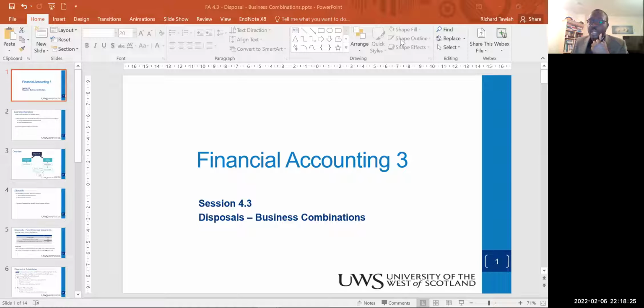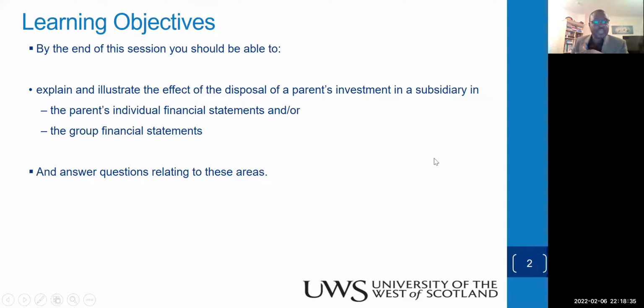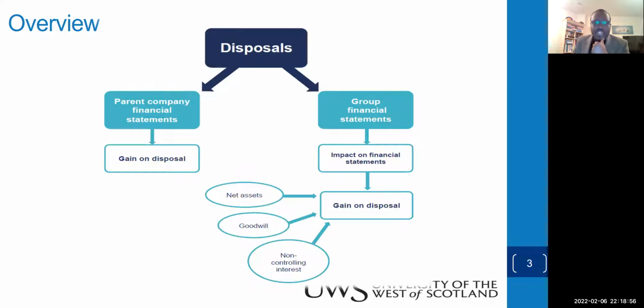All right, so looking at disposals in terms of business combinations, our learning objectives are just two. We're looking at how we can explain and illustrate the effect of the disposal of a parent's investment in a subsidiary, one, in the individual financial statement of the parent, and then two, in the group account. That's it. These are the two, okay? To take an overview, so like I said, we're looking at the individual financial statement, and it's typically looking at gain on disposal. So I'll simply compare my proceeds versus what? The current amount of my investment, okay?